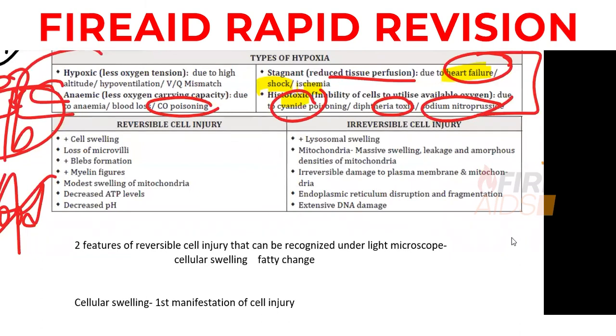Okay. Now coming to reversible versus irreversible cell injury. Reversible cell injury means there is an insult, the cell suffers, and the cell gets better from that suffering. Whereas if it continues to get destroyed, there is irreversible cell injury. In a reversible cell injury, there is going to be cellular swelling. Whereas in an irreversible cell injury, there is going to be lysosomal swelling.